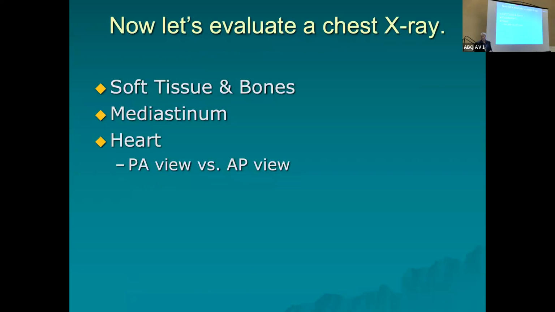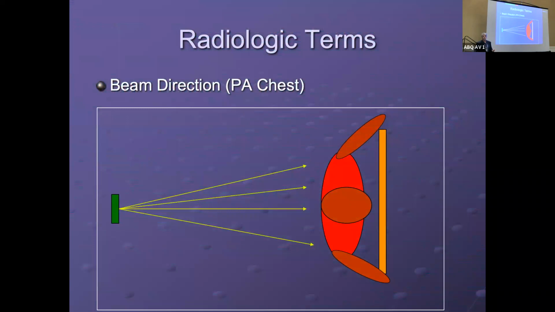Okay, looking at the heart. PA view versus an AP view. This is important because it's going to make a difference on how you address the interpretation of the heart size. A PA view, this is what you typically have in your offices. They come in, you order a chest X-ray, a 2-view, PA and lateral.